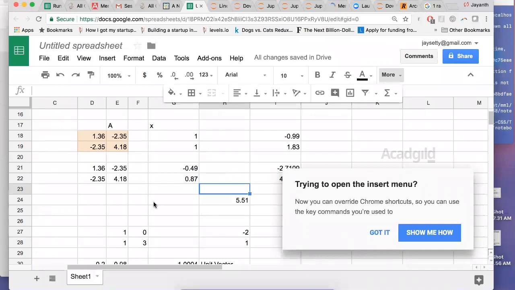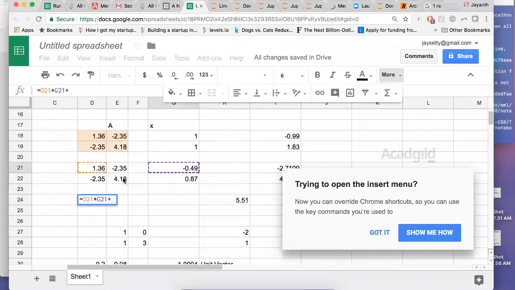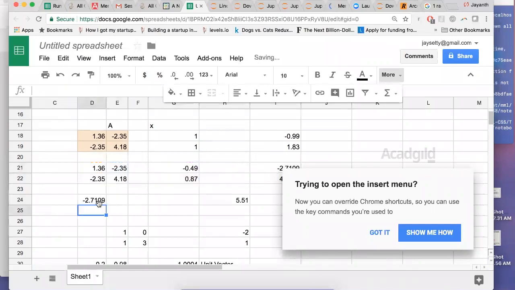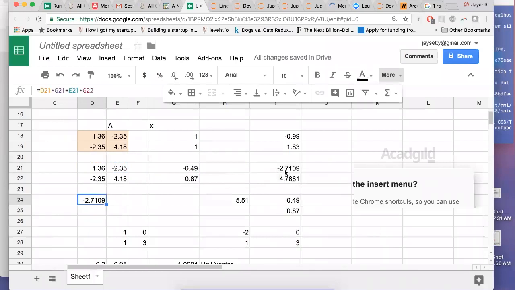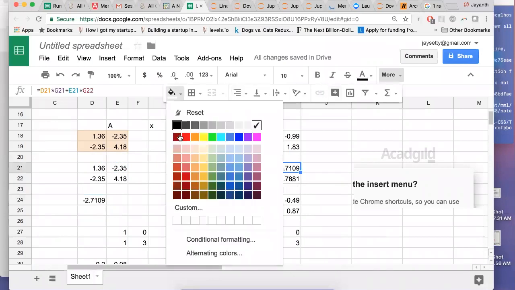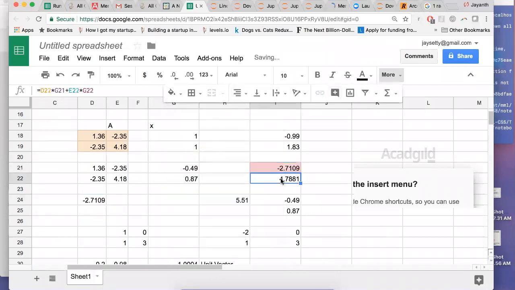So what I'm going to do is multiply. In matrix multiplication, remember, I need to multiply the first element, that is 1.36, with the first element of this. So I get 1.36 star this, plus I take this element and I multiply this. So I got minus 2.7109, which is what I've written here. Okay, I'm just going to make a red bubble there.